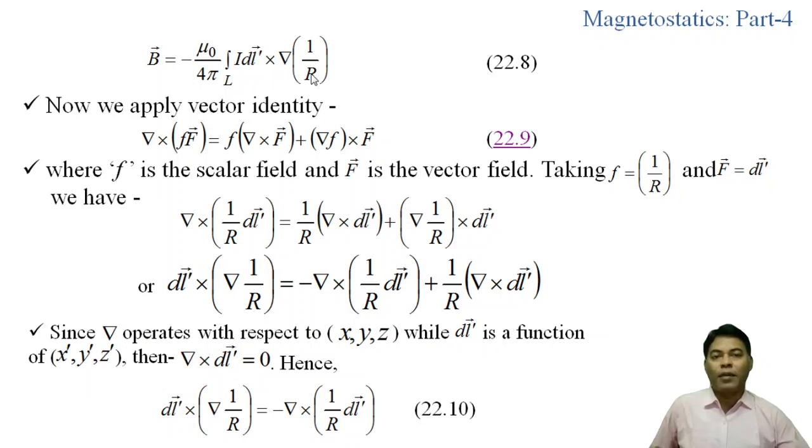Now the second step is to apply a vector identity. The vector identity is given by expression 22.9, and this vector identity says that grad cross small f into capital F, where small f is the scalar quantity and capital F is the vector quantity, is equal to small f into grad cross F plus grad small f cross capital F.